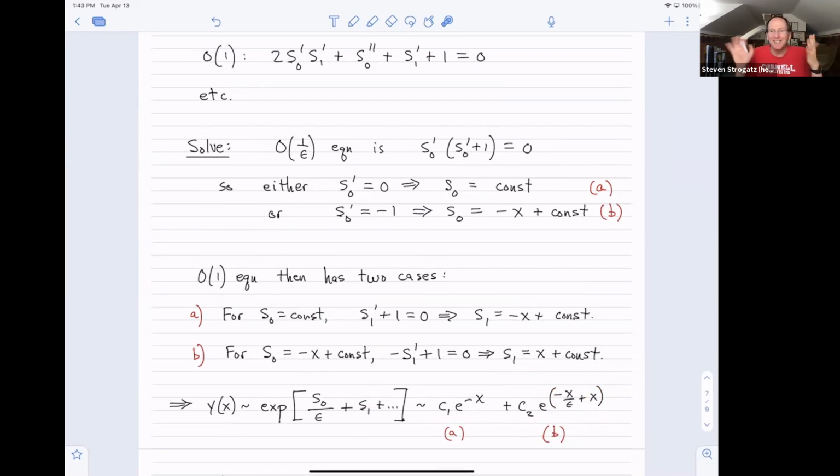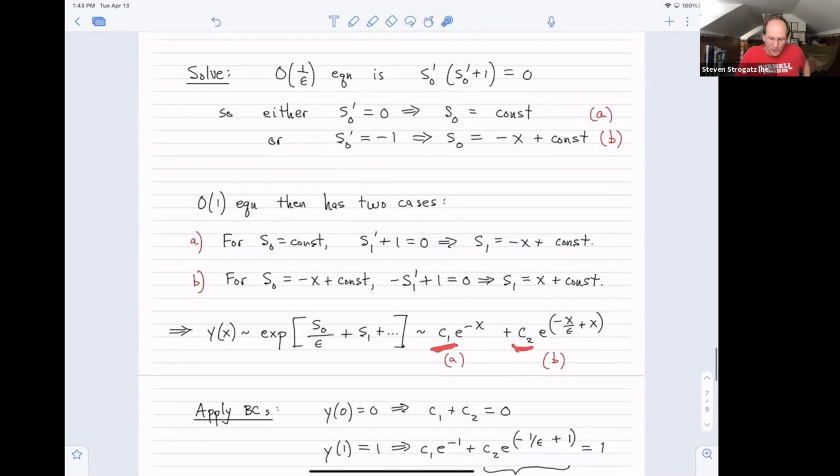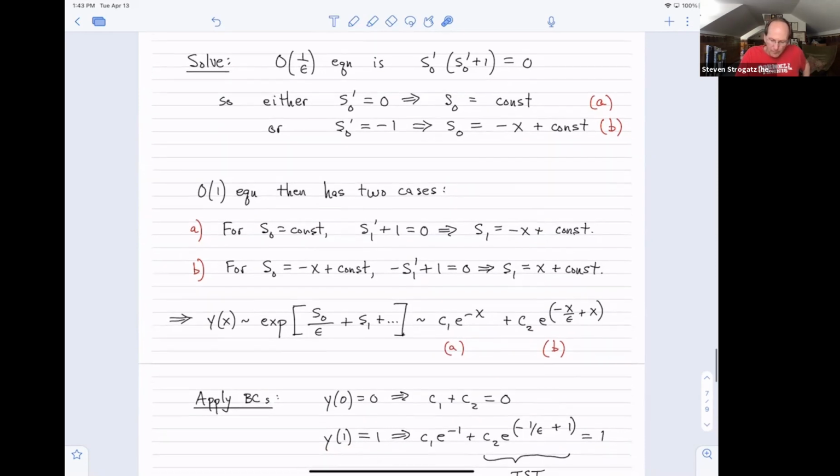How's it going? You're still with me on the algebra? Okay. All right, so you can see I've got some undetermined constants, and then I can impose my boundary conditions, which were y of 0 is 0 and y of 1 is 1. So the first boundary condition gives me this, C1 plus C2 is 0. The second boundary condition gives me this kind of ugly expression, C1 e to the minus 1 plus C2, and then this thing equals 1.